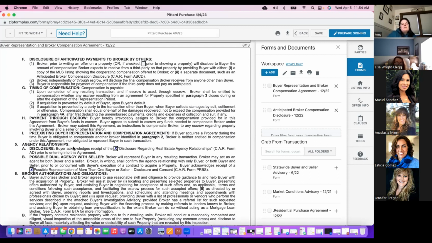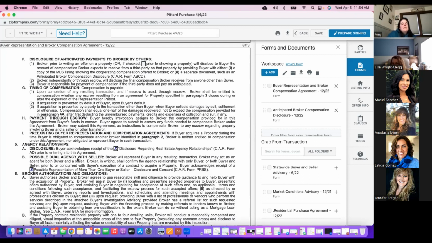Section 5 is agency relationships. So buyer acknowledges receipt of the disclosure regarding real estate agency relationships, CAR Form AD, prior to entering into that agreement. That's why it's important to include all the forms, those first 7 pages, with a copy of this agreement, and they sign them all.